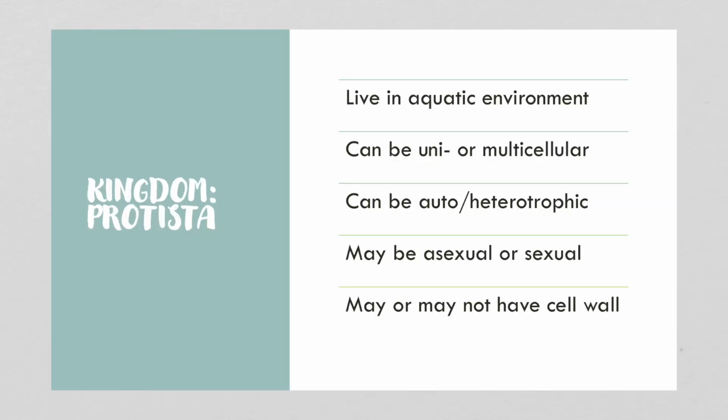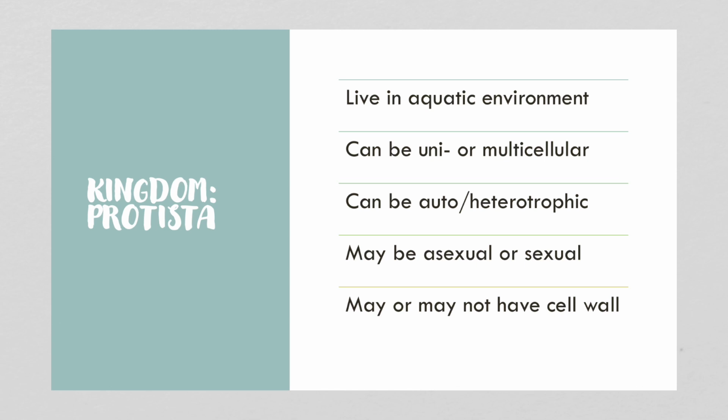The next kingdom are the protists. So they are organisms that live in an aquatic environment, and they can be unicellular or multicellular. They can be autotrophic, and if they're autotrophic, those protists can belong to the algae. Algae belong to the plant-like protists. And then heterotrophic are animal-like protists. They can reproduce either asexually or sexually or both, and they may or may not have a cell wall.